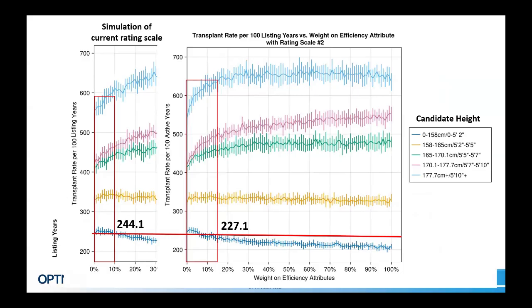candidates. Here we see a similar analysis. This is for our candidates by stature. So the shorter candidates have a harder time accessing lungs. And you can see in the blue line, the smallest recipients at less than 5'2", and the yellow line above that would be 5'2" to 5'5".